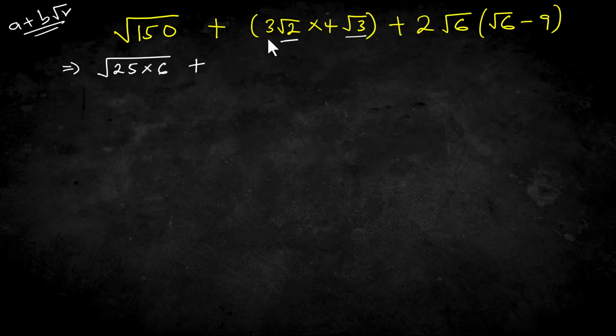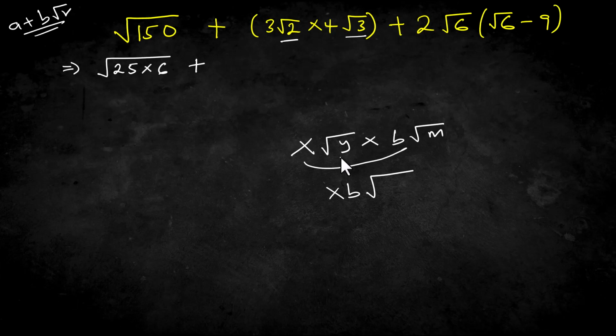plus, so anytime we are given x root y times b root m, this one will multiply this, so we have xb, then those under the square root also multiply, so we have ym. So we have 3 times 4, 12, and root 2 times root 3, that will give us root 6.